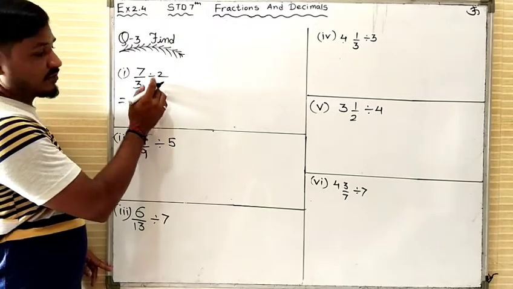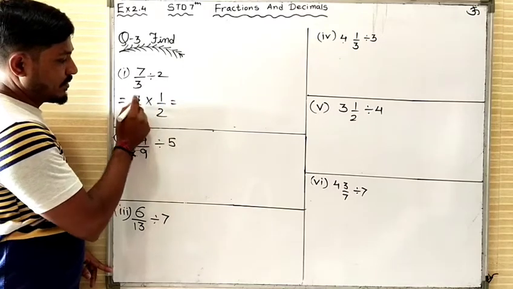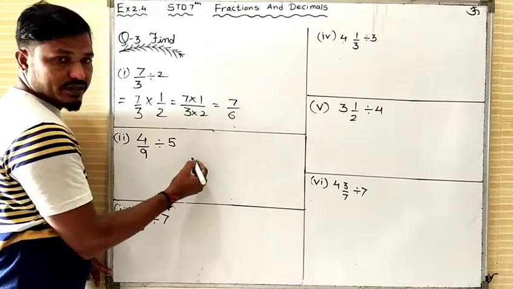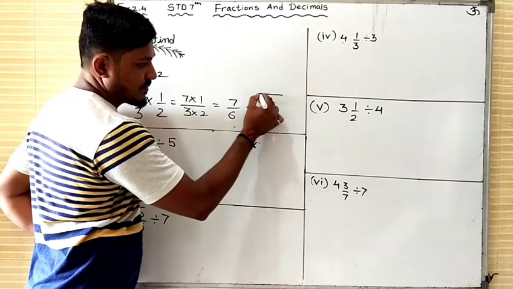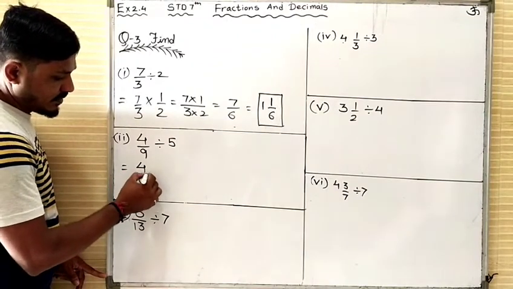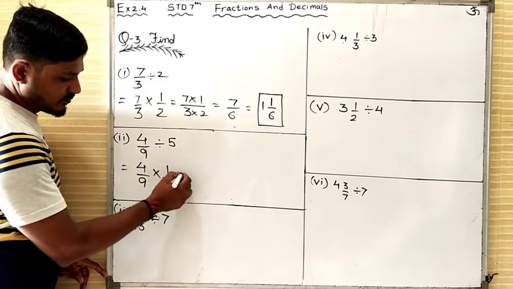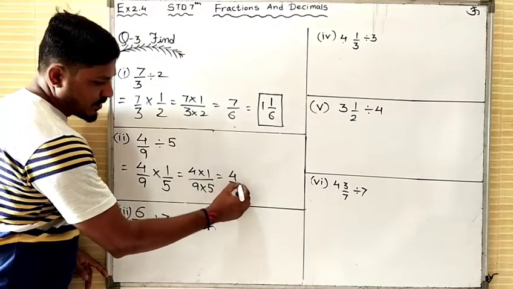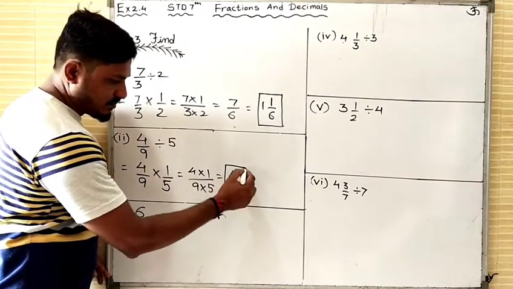Now, while converting this division sign to multiply, the 2 will become 1 by 2. Then 7 1s are and 3 2s are. 7 1s are 7, 2 3s are 6. Not possible to reduce, so 6 1s are 6 plus 1 gives 7. Convert this improper to mixed fraction. Here also 4 by 9, convert this division to multiply, so 5 will become 1 by 5. Then 4 1s are 4 and 9 5s are 45. So here also you have to keep it as it is, not possible to convert into mixed fraction.